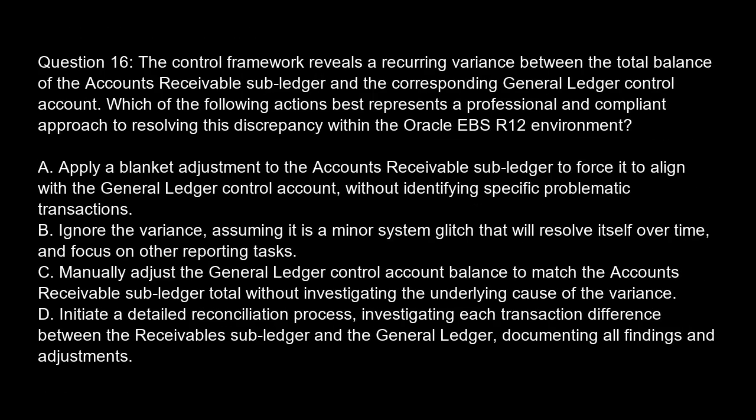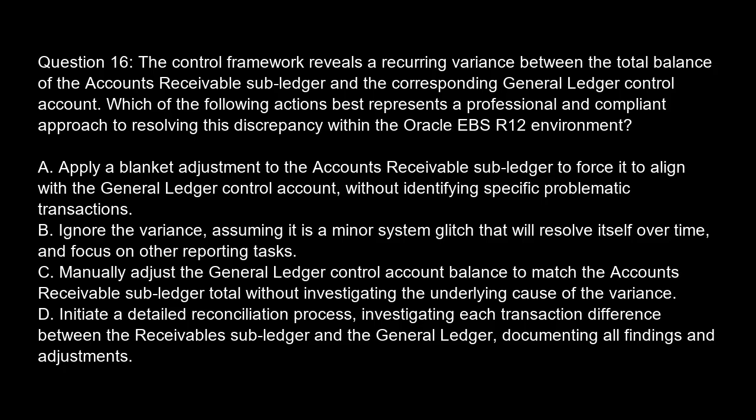Question 16. The control framework reveals a recurring variance between the total balance of the accounts receivable subledger and the corresponding general ledger control account. Which of the following actions best represents a professional and compliant approach to resolving this discrepancy within the Oracle EBS R12 environment? Option A. Apply a blanket adjustment to the accounts receivable subledger to force it to align with the general ledger control account, without identifying specific problematic transactions.